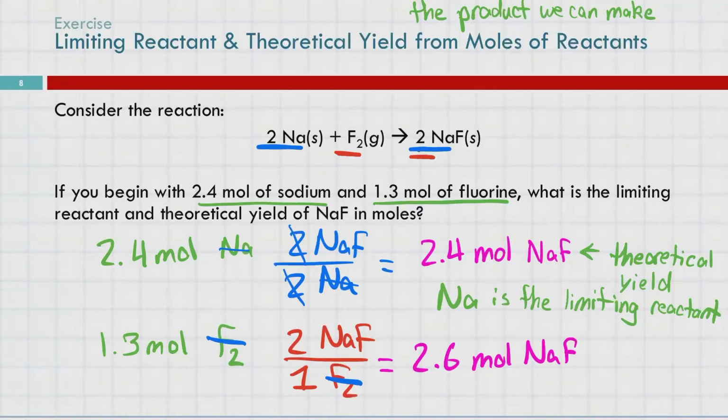Question? How did we get 2.6 from dividing 2 with 1? 1.3 times 2. So this 1.3 moles F2.